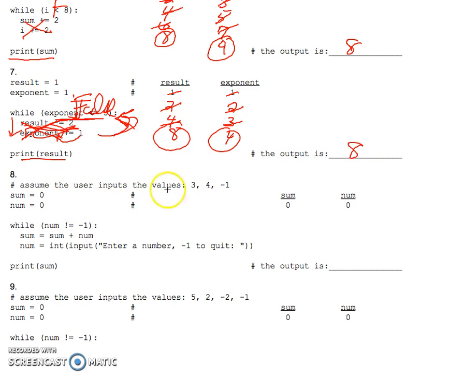In exercise 8, assume the user inputs these values in this order. Okay, both of these variables are 0. Okay, this is the not equal to symbol in Python. You should know that, we've used it all school year. So while num not equal to -1 is true, we should iterate the body of the loop. Is num not equal to -1? True. 0 is not equal to -1. So we execute this code.